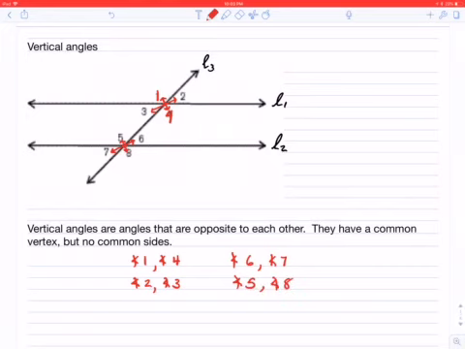Angles that are vertical to each other are going to have the same degree measure. So angle 1 is equal to angle 4. Angle 2 is equal to angle 3. Angle 6 is equal to angle 7. And angle 5 is equal to angle 8. So I can sum it up by saying vertical angles are equal.